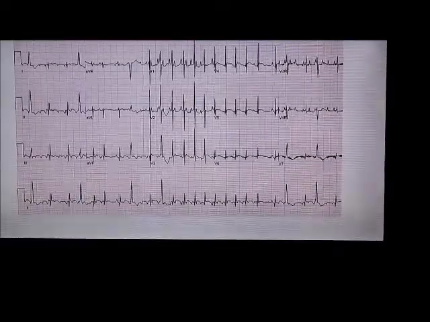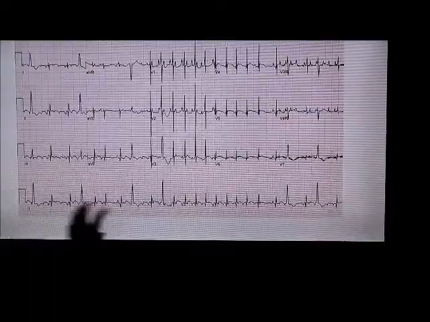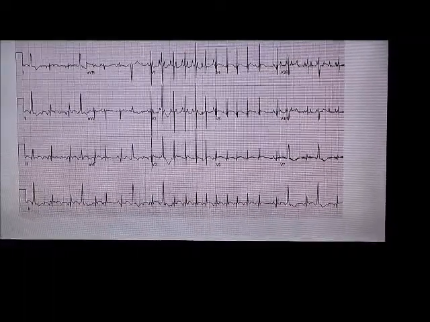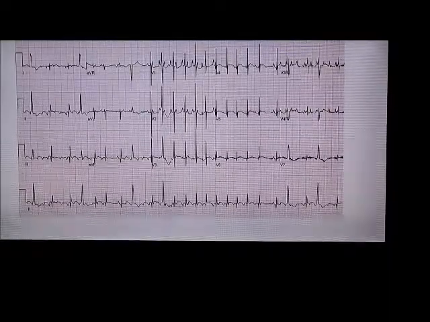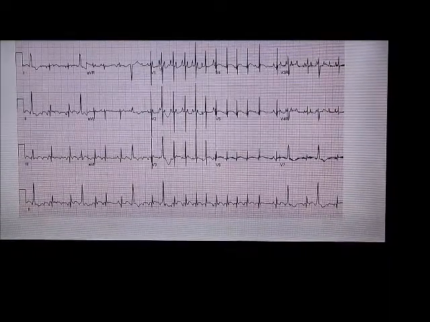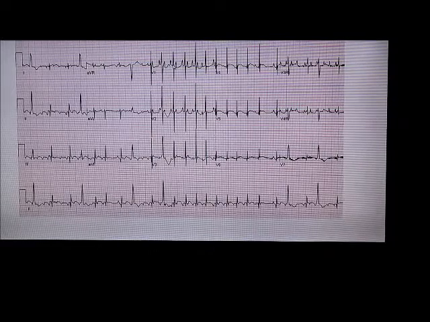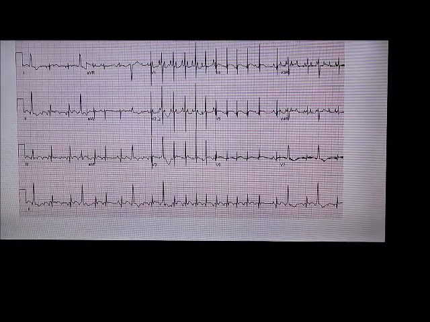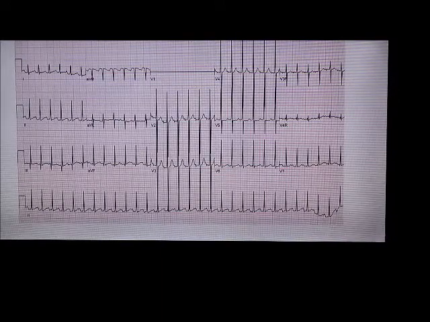So if you see something that's disorganized like that, just take one strip and focus on it. And looking at all leads helps. So even if this lead is not very helpful, look at lead V1. It's very helpful. There are very clear P waves. So V1 and V2 are very helpful when you look at P wave morphology. Okay.